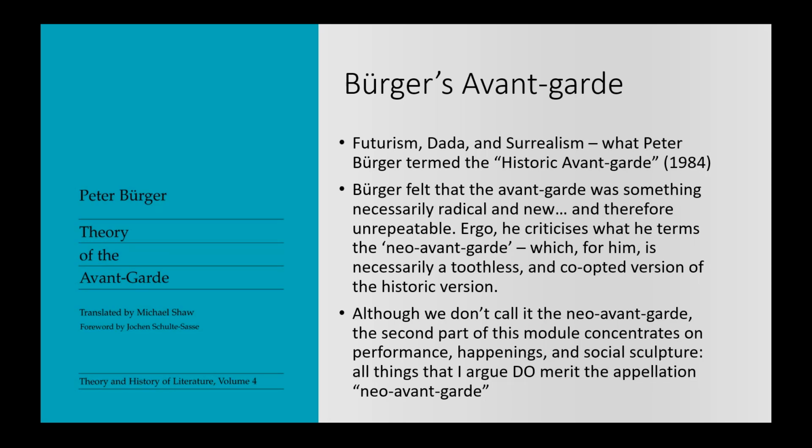And therefore he criticizes an art movement in the 60s called neo-avant-garde. He says, how can you have a neo-avant-garde? You can't repeat it. Although we might not actually call it a neo-avant-garde, the second section of this module, the second 3 lectures, is about what I'm calling the real neo-avant-garde. And I argue in my research and in this lecture series that the avant-garde can repeat, can carry on, and that you find it in performance art, happenings, social sculpture, and there are examples there, I argue, that merit the name neo-avant-garde.